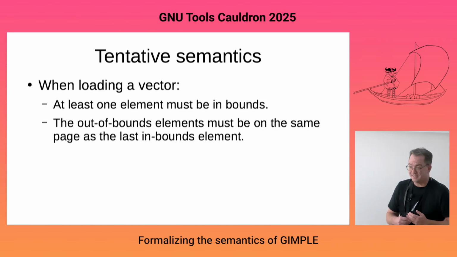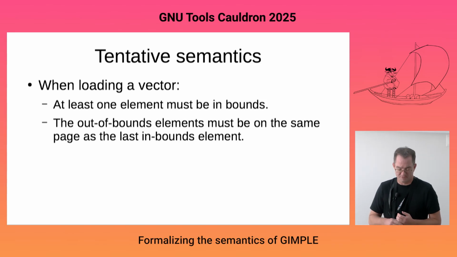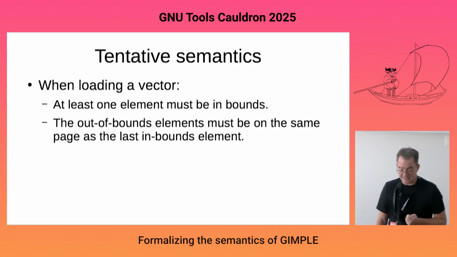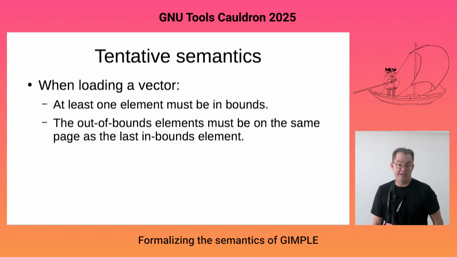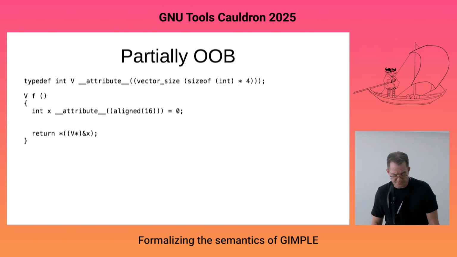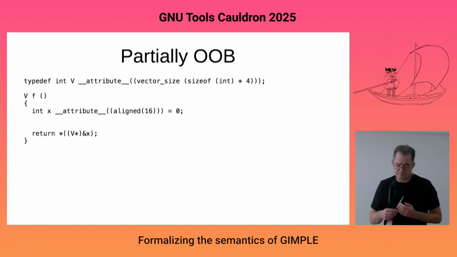So what I did in smtgcc is that I changed the semantics. For vector types, I do it slightly differently. The first element must be in bounds and follow all the rules, and the out-of-bound elements must be on the same page as the last of the in-bounds elements. That works well enough, but there are some problems.